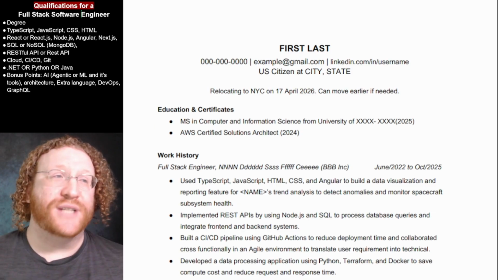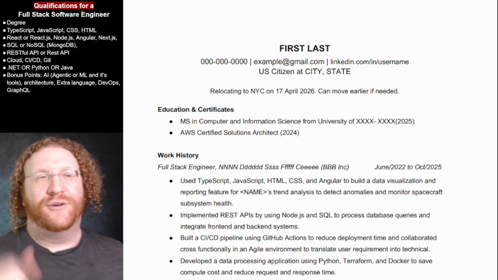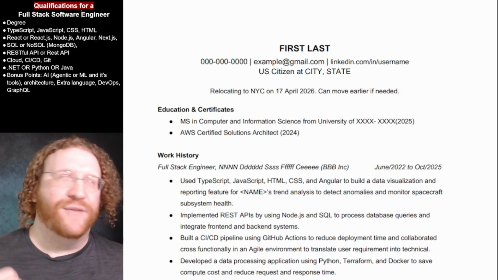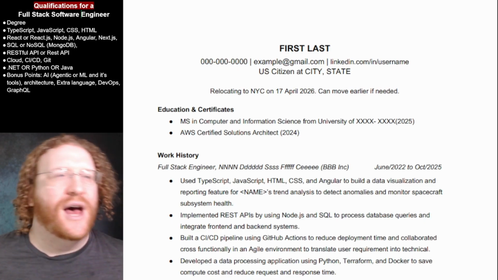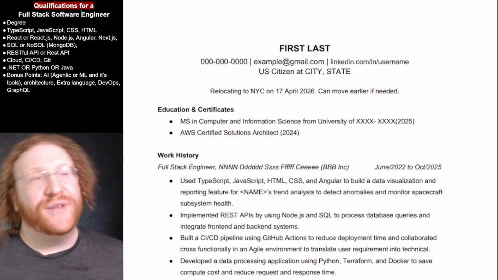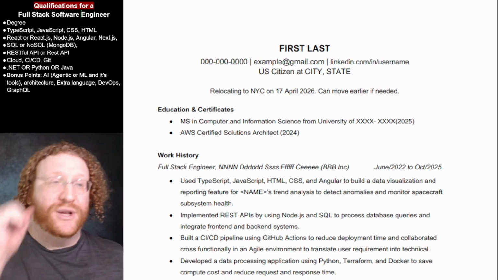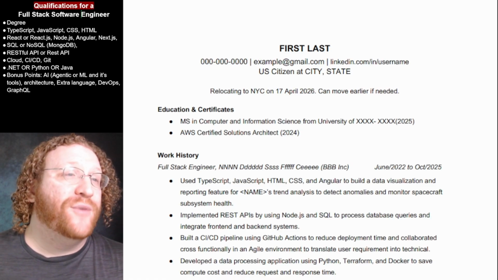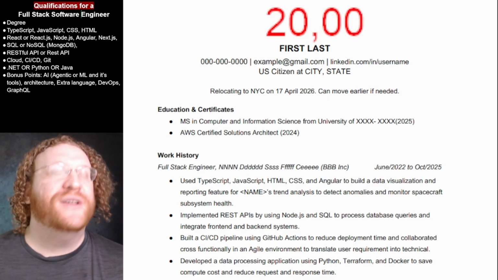Next resume. This is a full stack software engineer resume. So what we need for a full stack is degree, TypeScript, JavaScript, CSS, HTML. That should be in your first sentence and almost in the very first 5 words. I need to see that. If you don't have it, you're probably going to get rejected. React or React.js, Node.js, Angular, Next.js, SQL or NoSQL, RESTful API or REST API, Cloud, CI/CD, Git, .NET or Python or Java, and bonus points for AI, agentic, and architecture and all that good stuff. So this is their 3rd or 4th time, so we don't know their new ratio, but this better be nearly perfect by the time we're done.